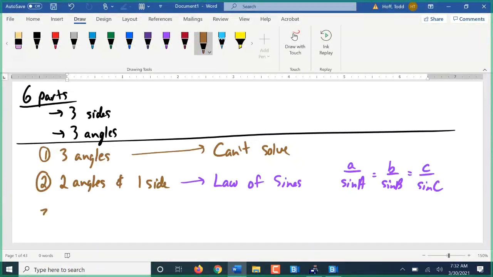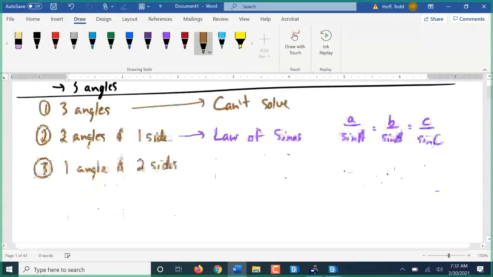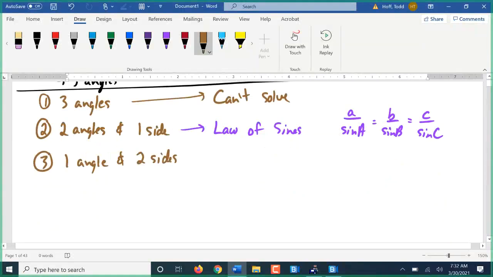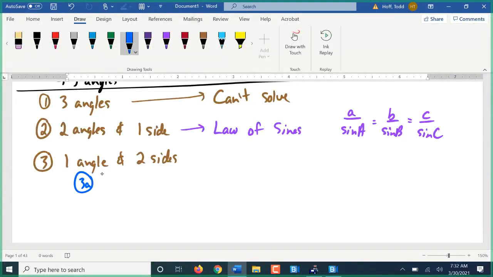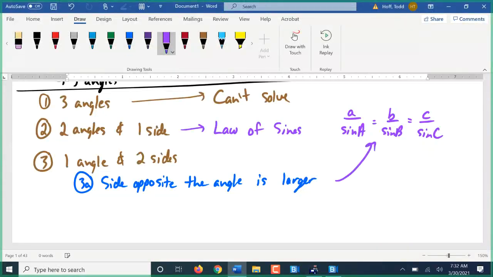The third case was having 1 angle and 2 sides, and this one gave us actually several subcases. We could have the side opposite the angle is the larger of the sides. In that case, we're good to go with law of sines.